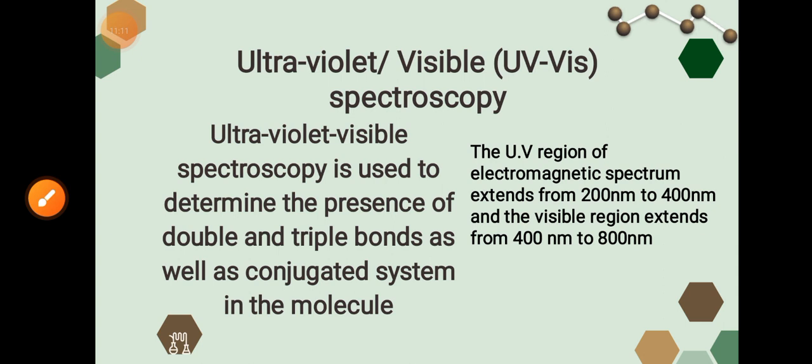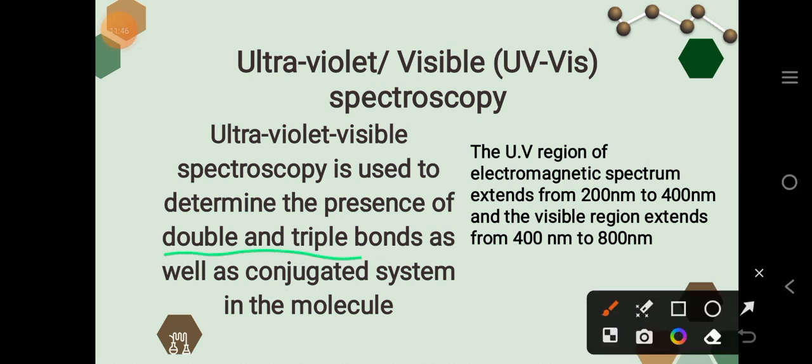Another technique we have is ultraviolet visible spectroscopy. And what is it? Ultraviolet visible spectroscopy is used to determine the presence of double bonds as well as conjugated systems in molecules. In the previous slide, infrared spectroscopy, we saw that it was used for looking for functional groups and bonds. But in ultraviolet visible spectroscopy, we do not look for functional groups. We just look for the presence of double or triple bonds.